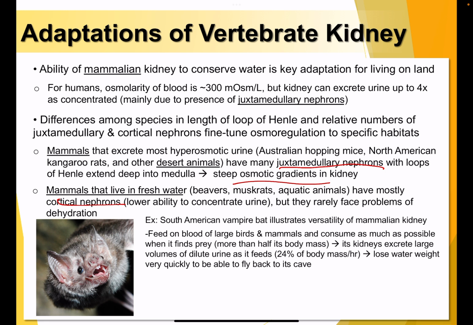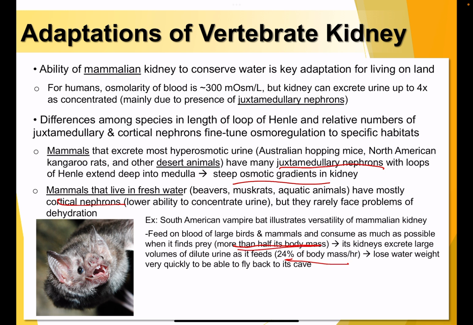For this particular vampire bat, like I said, they usually feed on the blood of large birds and mammals. They usually consume as much blood as possible when they find their prey, because it takes a while for them to catch it, especially when they're this tiny little bat trying to find a bird they can subdue and kill with their teeth. Then that animal will be there for them to lap up the blood. So once they get a prey, they lap up as much as they can, and they can eat up to more than half of their body mass.